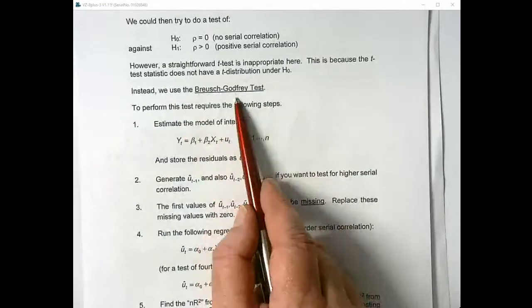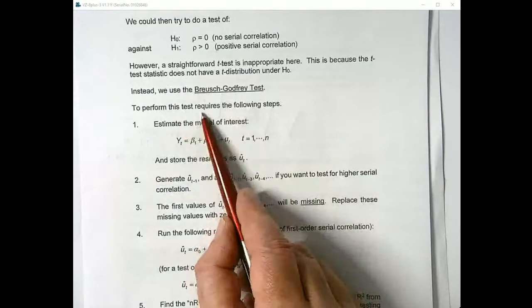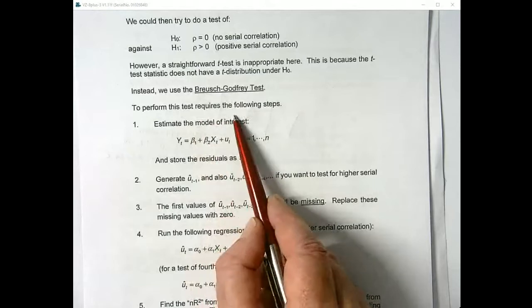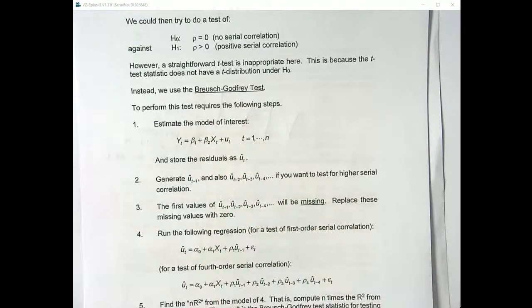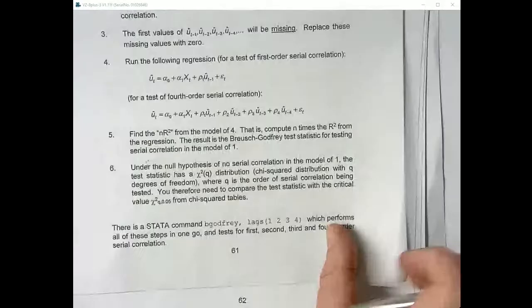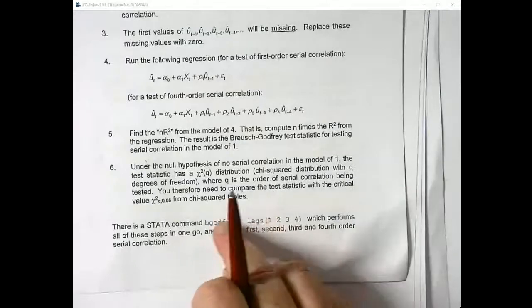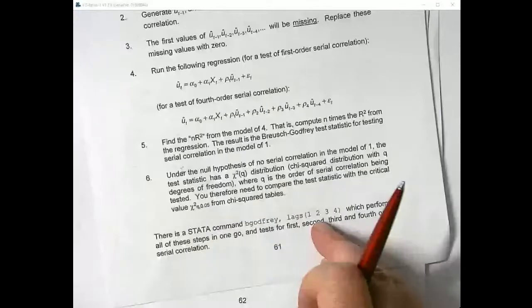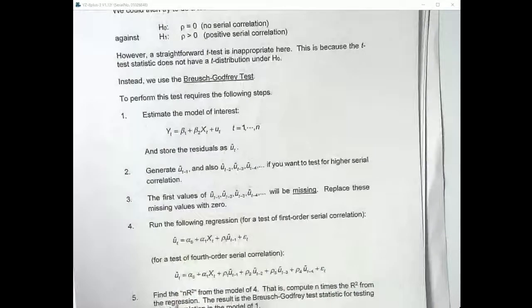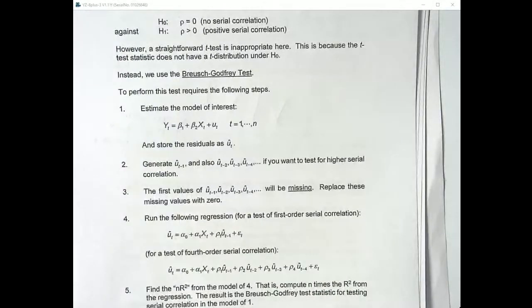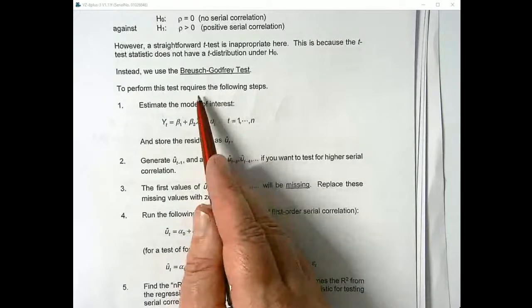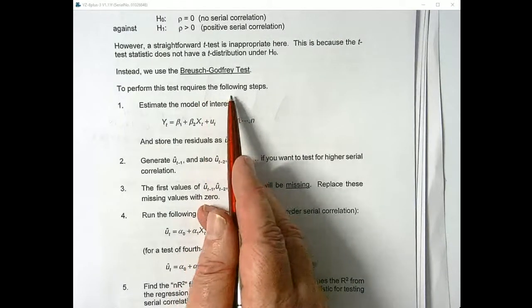Instead, we use the Breusch-Godfrey test. To perform this test requires the following steps. Well, if you're in Stata, then you just have to use the bgodfrey command, which is here at the bottom of the page. But for completeness, I'm explaining what the Breusch-Godfrey test actually does. If you wanted to perform it yourself, you would use the following steps.